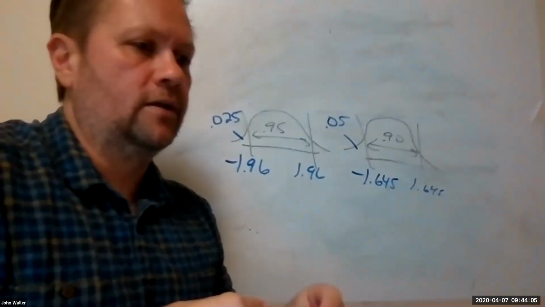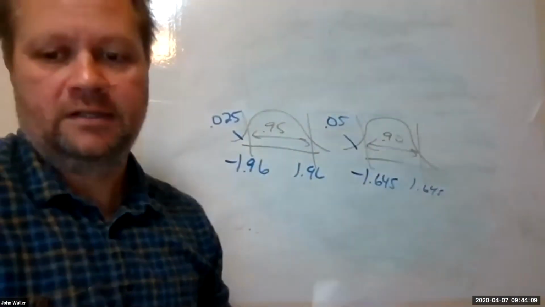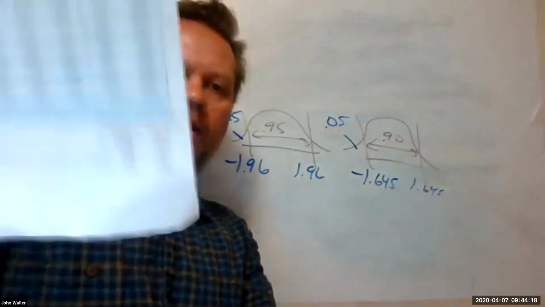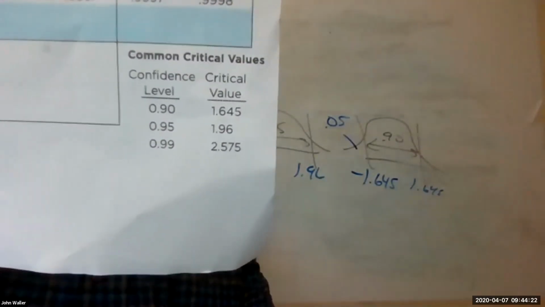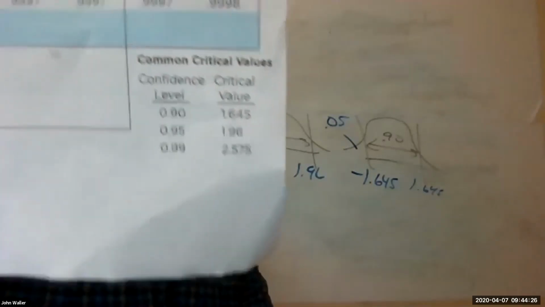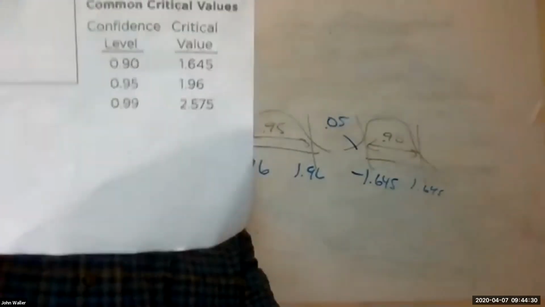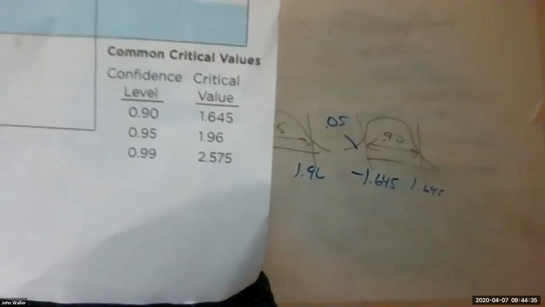Now watch this. Make sure you can do that. If you look at the positive z-score side, look at the bottom right-hand side. Do you see where it says common critical values? Look at the confidence level of 0.9. Look at the confidence level of 0.95. And then 0.99. That's the one we just did a minute ago, right? 2.575. That's what I call the little baby chart.